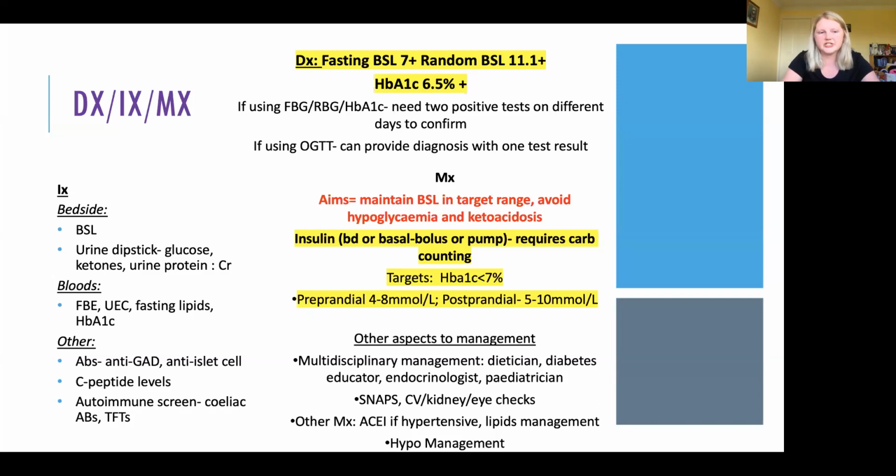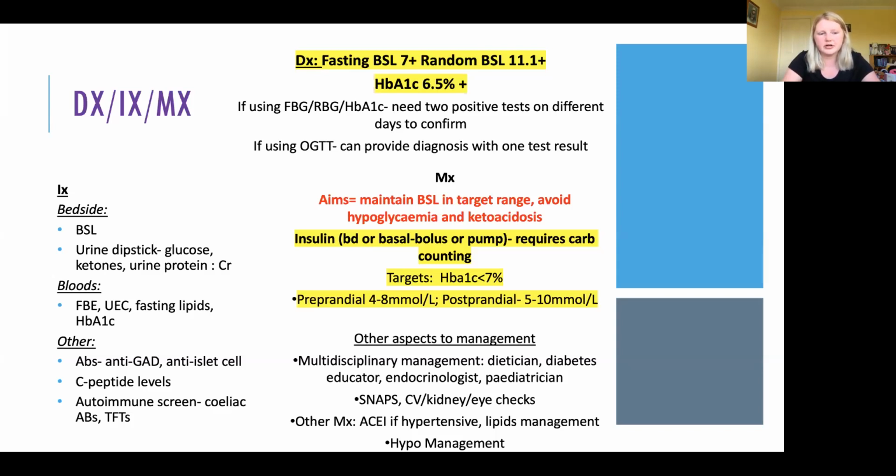In terms of investigations, you'll find that these are quite common to type 1 and type 2. So obviously BSL is crucially important. Urine dipstick can detect signs of advanced diabetes and the complications of that. And in terms of bloods, looking at other cardiovascular risk factors is important. Just a reminder, the HbA1c is a great indicator of the past 3 months of blood glucose control, which is good in terms of assessing patients' compliance to therapy. But there are reasons why we don't always use that in our diagnostic framework.